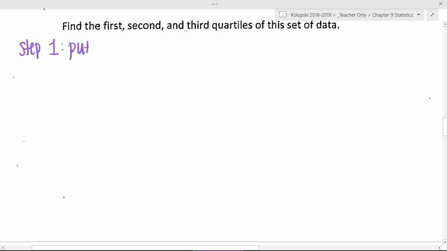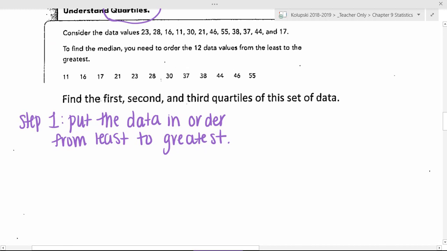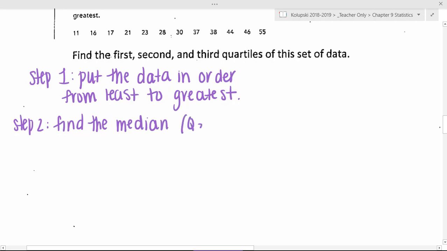is going to be to put the data in order from least to greatest. And as you can see, here's the data, and it's already put in order from least to greatest for us, so we don't have to worry about that. Step 2 is going to be to find the median. And the median sounds like the middle.